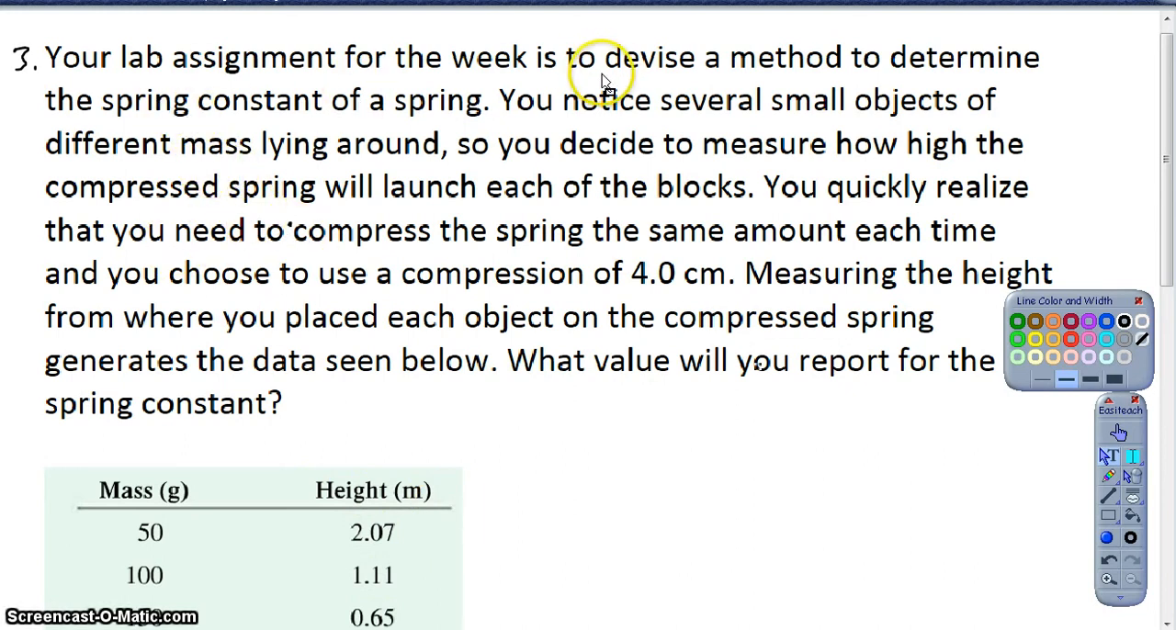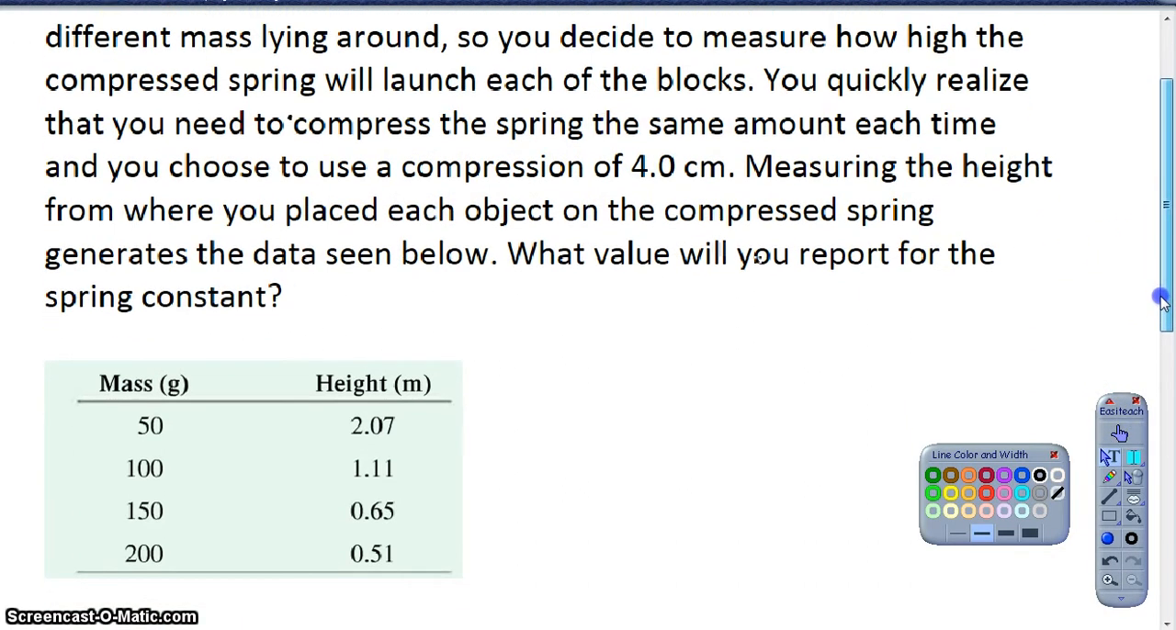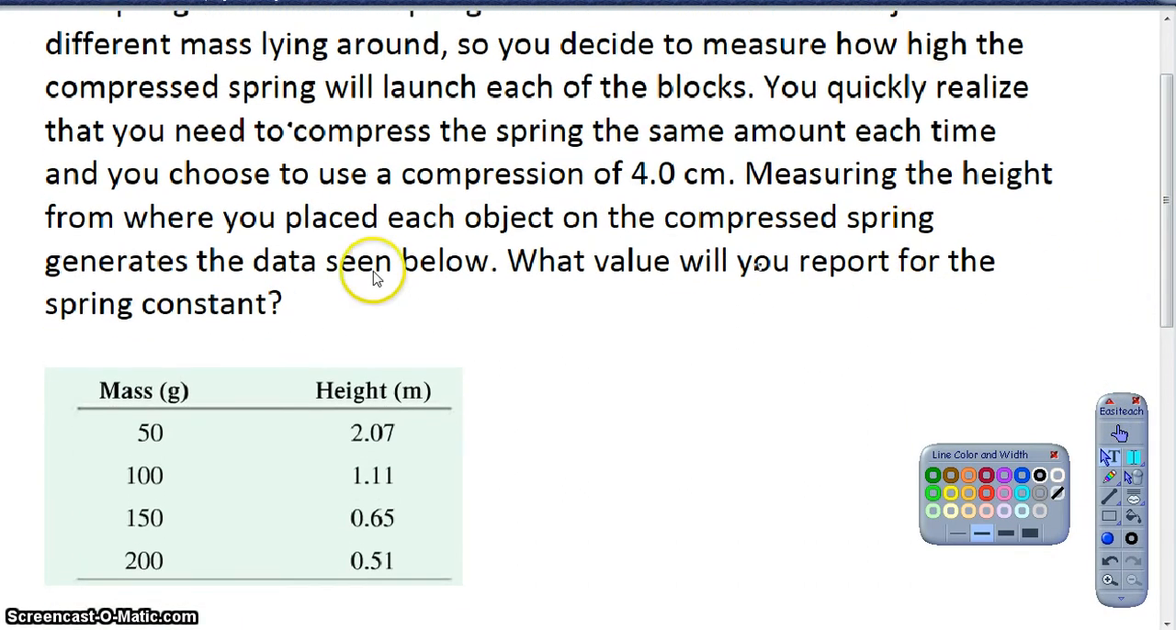Your lab assignment for the week is to devise a method to determine the spring constant of a spring. You happen to notice that there are several objects lying around. You decide to measure how high the compressed spring will launch each of those blocks. You quickly realize that to keep one value the same, you're going to compress it each time by 4 centimeters. Then you measure the height from where you place the object on the compressed spring to how high it went. What value will you report for your spring constant?